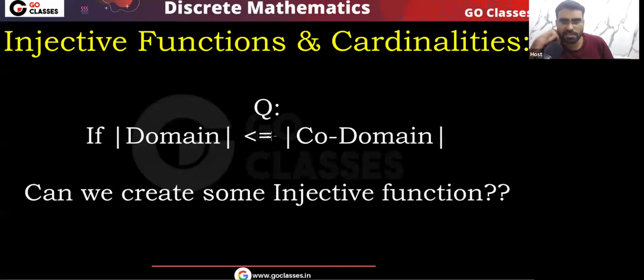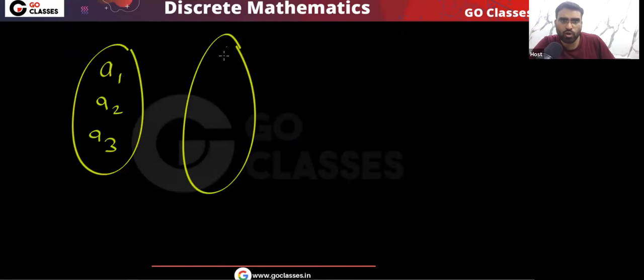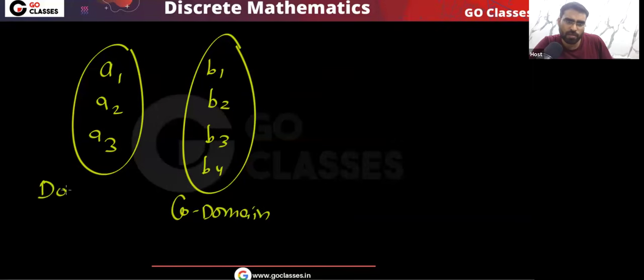If domain cardinality is less than equal to codomain cardinality, can we create some injective function? The answer is yes, definitely. You can create some injective function. See, when the domain cardinality is less than equal to codomain cardinality, you have a domain which has less cardinality. Let's assume A1, A2, A3, and the codomain cardinality is greater than or equal to domain cardinality. This is your codomain, and this is your domain.